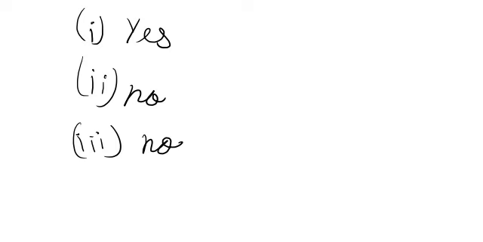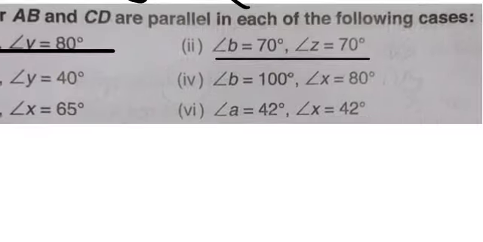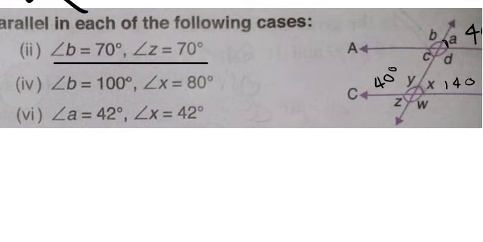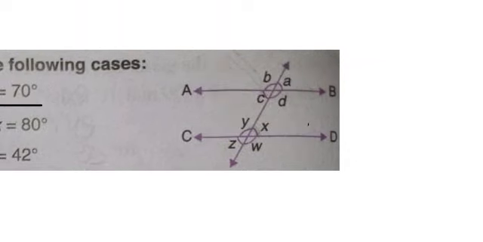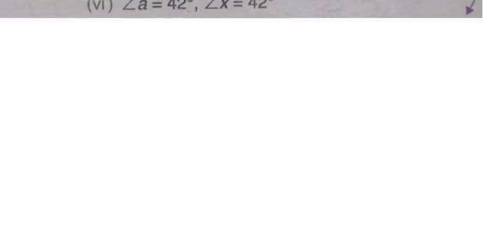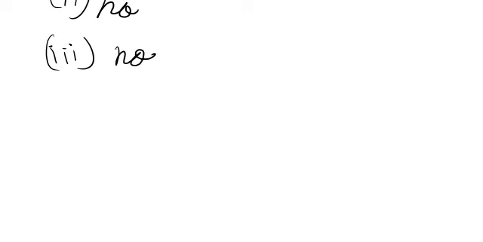Then next up we have the fourth one. This is angle B equals 100 degrees and angle X equals 80 degrees. Where is B and where is X? You can see that B is this and X is this. B is 100 degrees and X is 80 degrees. If we find Y, because it is a corresponding angle, we will get to know. So Y will be 100 degrees as well. Now you see both of them are equal. This means that our lines are parallel. So for the fourth part of this question, we'll write the answer as yes.